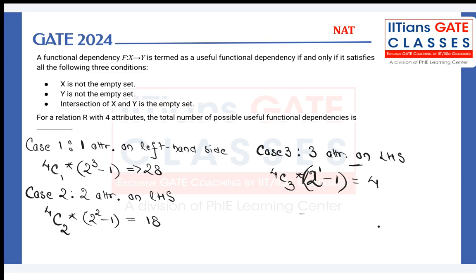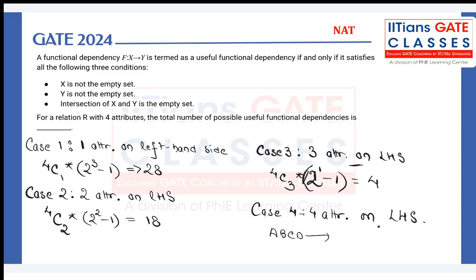So case 4, can there be a case 4? That is 4 attributes on LHS. For example, if I have 4 attributes on the LHS, which is A, B, C, D, what should I put on the RHS? Can I put anything on the RHS? I cannot put empty set, because if I put empty set, I'm violating second condition. If I put any of the attributes, then I'm violating third condition, because the intersection is not the empty set anymore. So case 4 is not possible.